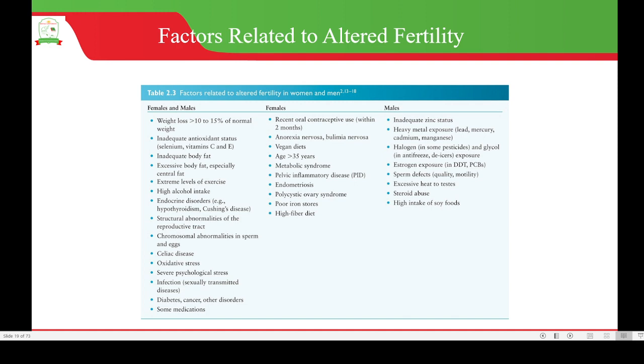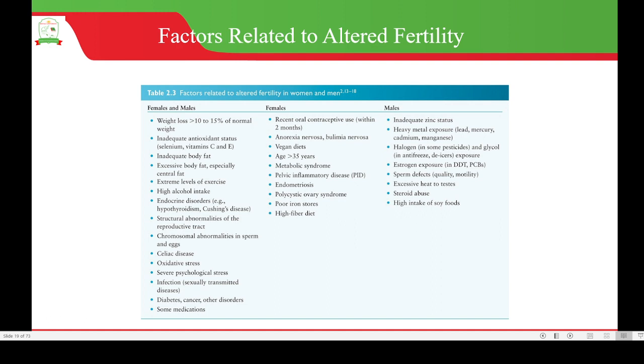The factors that are specific to only females include recent oral contraceptive use, especially within 2 months, anorexia nervosa and bulimia nervosa. Anorexia nervosa is characterized by reduced appetite and extremely small body, excessive weight loss. And bulimia nervosa is characterized by binge eating that leads to obesity.